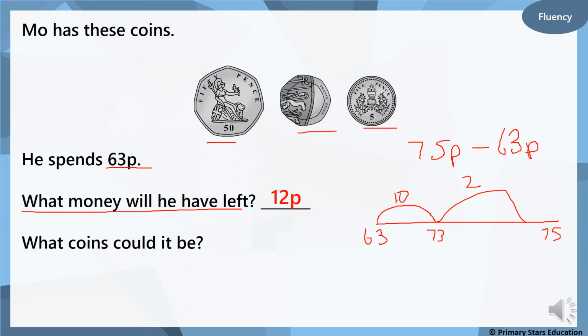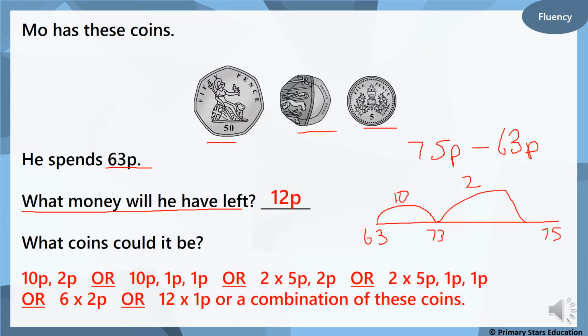And again, we want to think about the coins that he could have for that 12p in change. He could have a 10p and a 2p. He could have a 10p and 2 1p's. He might have 2 5p's and a 2p. He might have 2 5p's and 2 1p's. Lots of different combinations to think through there.